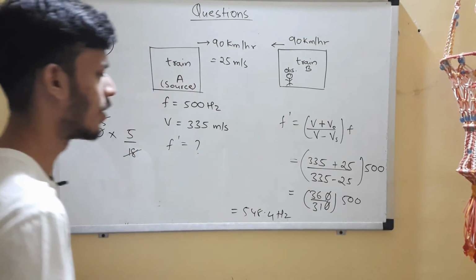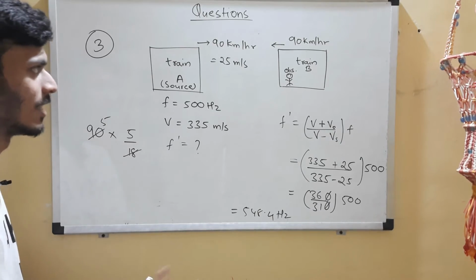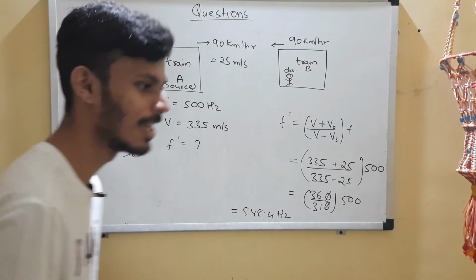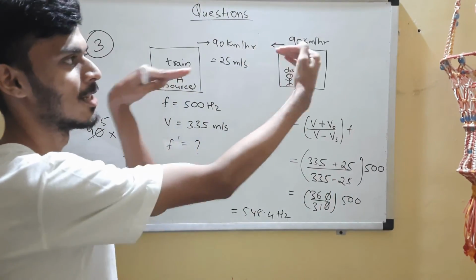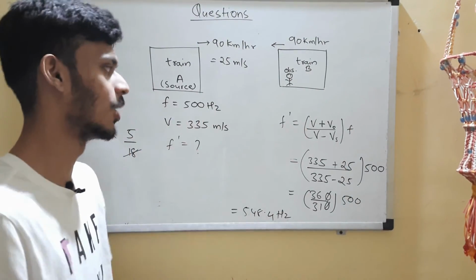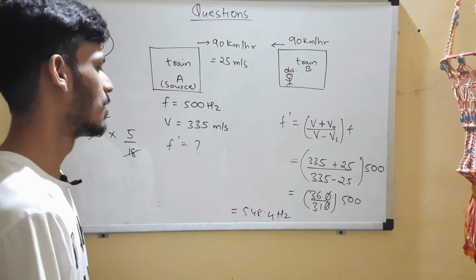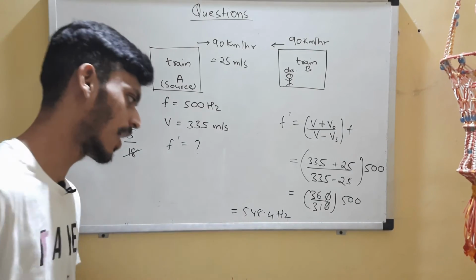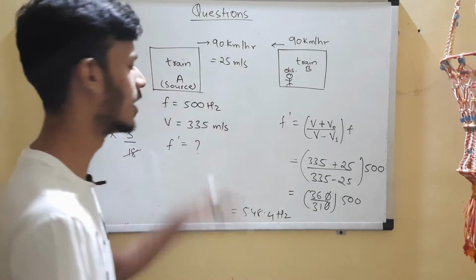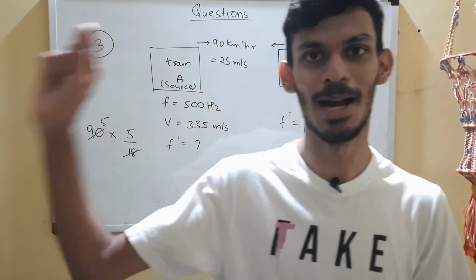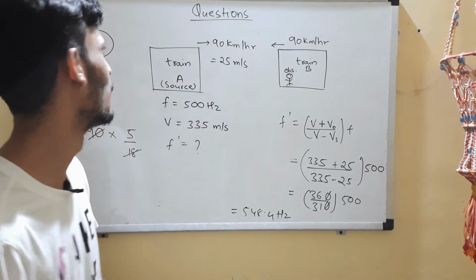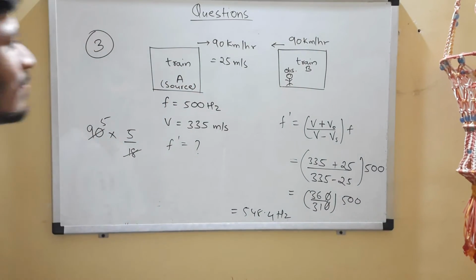So carry out this calculation, a little bit of calculation, I know, and the answer that you'll get is 548.4 hertz, okay, which is of course bigger than this frequency because the observer is moving towards the source and also the source is moving towards the observer. So both the effects combine. So the answer that you get is 548.4, bigger than 500, as verified by our understanding, right? So let's move to the next question.